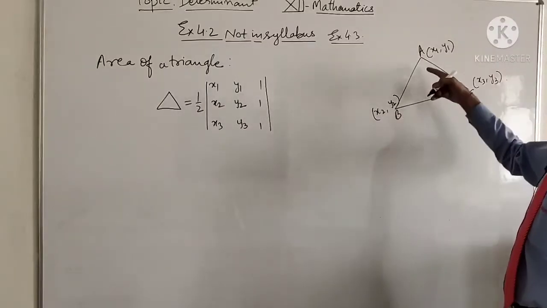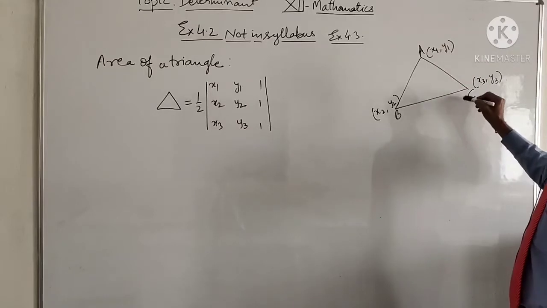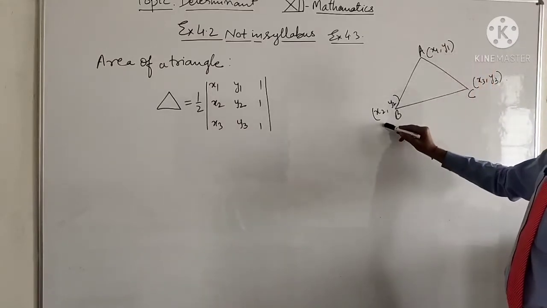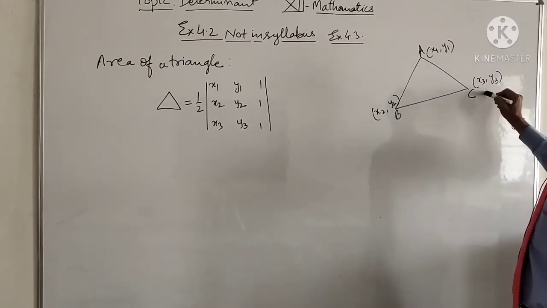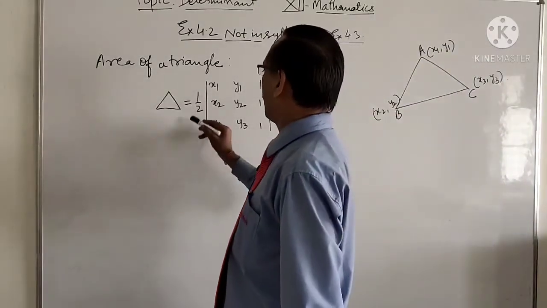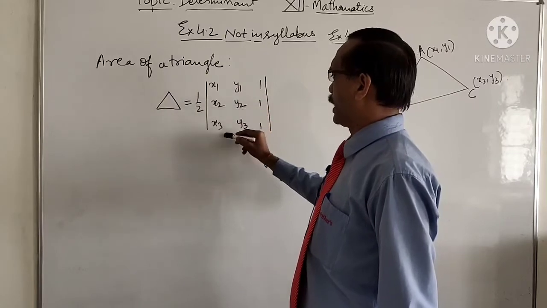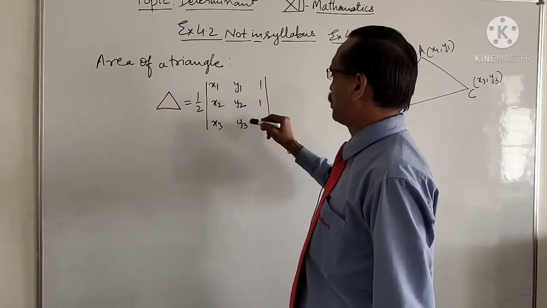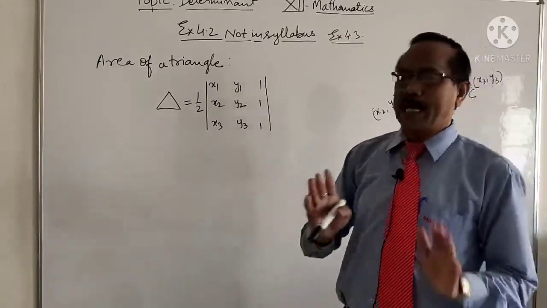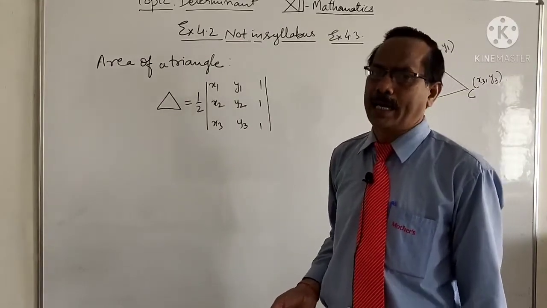Students, let there be a triangle whose vertices are A, B, C, where the coordinate of A is x1, y1, the coordinate of B is x2, y2, and the coordinate of C is x3, y3. Then the area of the triangle is given by 1 upon 2 times the determinant with first column x1, x2, x3, second column y1, y2, y3, and third column 1, 1, 1. When we expand this determinant, we will get the area of the triangle.